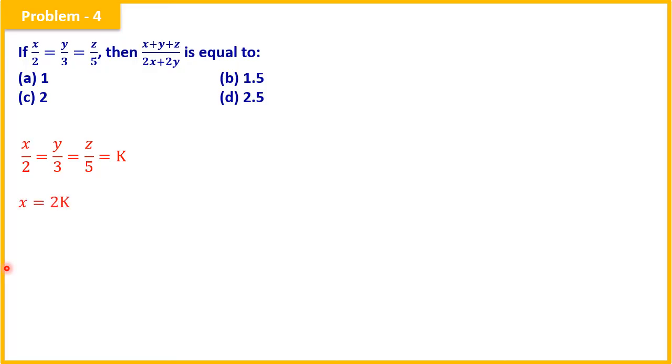So what is x? X will be equal to twice k. What will be y? It will be equal to thrice k. And what will be z? It will be equal to 5 times k. So we got x, y and z in terms of k.